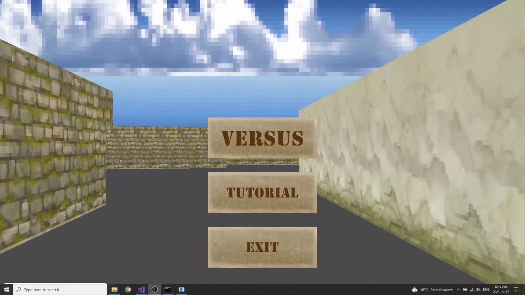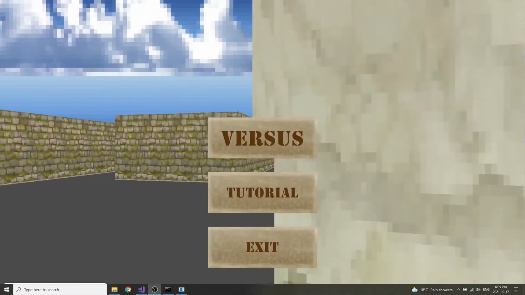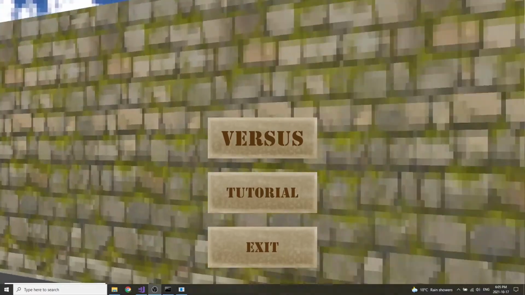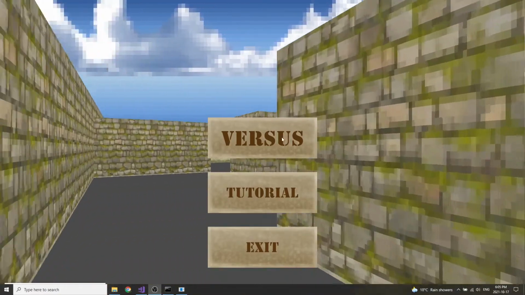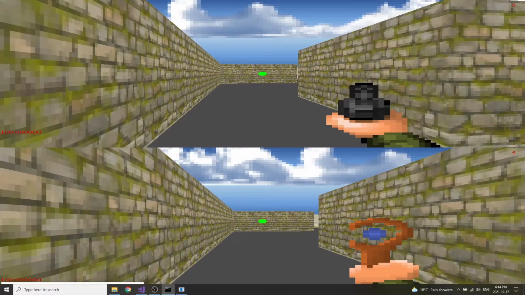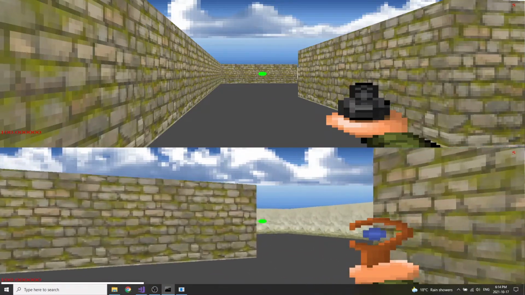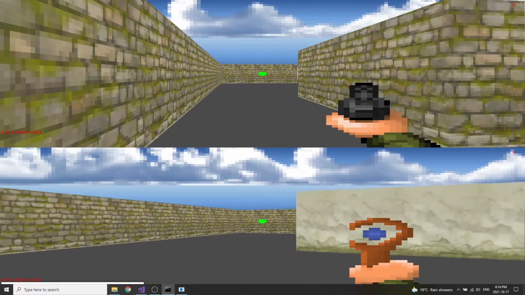So if you'd like a video going over the math behind raycasting, please check out my DDA Raycaster video. It's much more informative. However, let's still take a look at this demo for completeness' sake. After clicking versus, the players load into the map in which they can hunt each other down and fire orbs at each other. So players have the option to shoot one of 5 orbs.